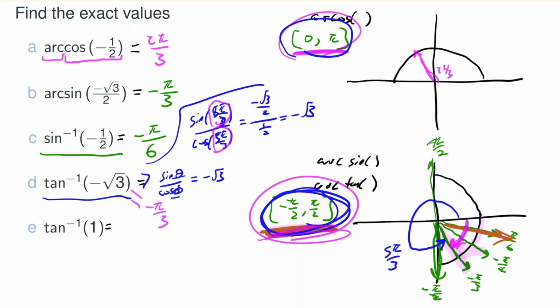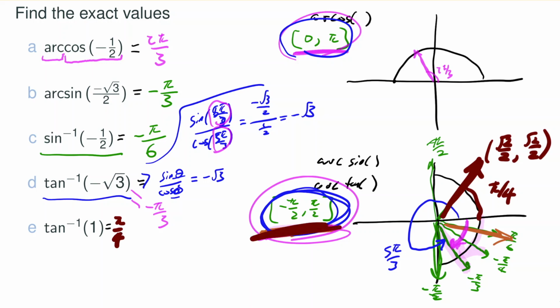So let's look at tangent inverse of 1. Which angle on the unit circle says the slope is 1? That's this right here. Here we have square root 2 over 2, square root 2 over 2 for sine and cosine. So the slope here is 1. So what is this angle? Pi over 4. So this answer is pi over 4. Again, this is still in this range, so we're good.